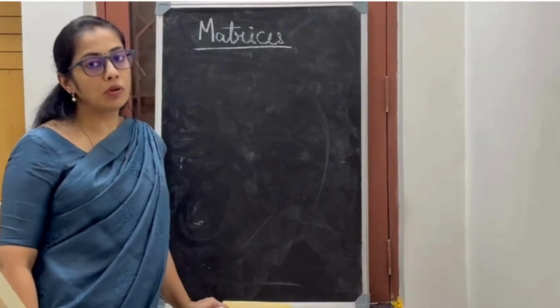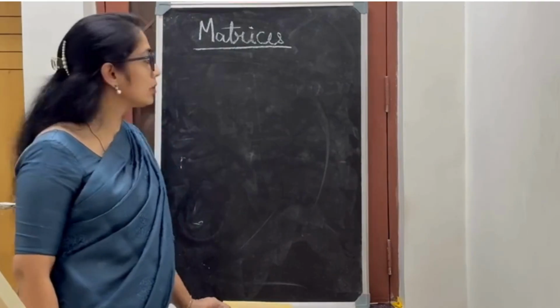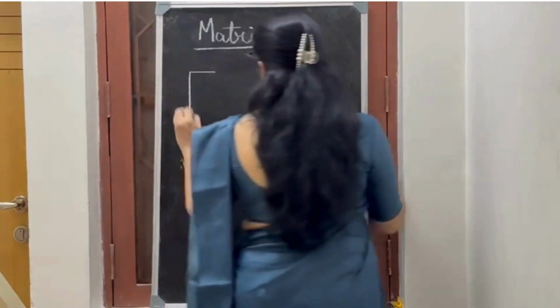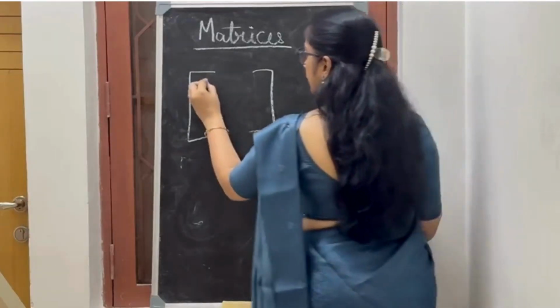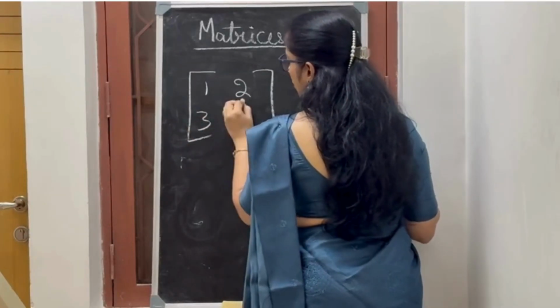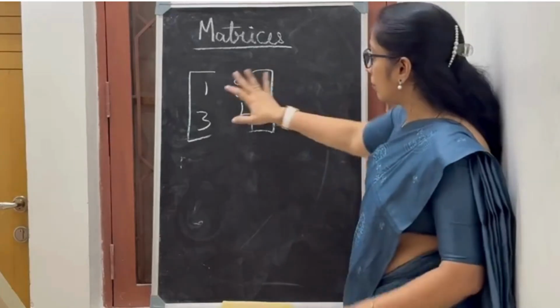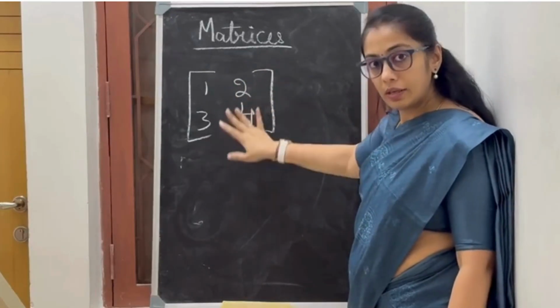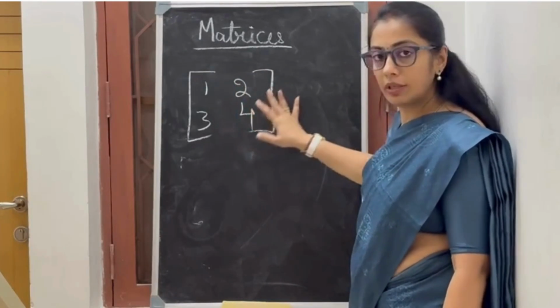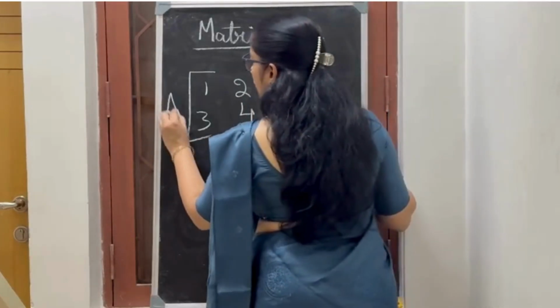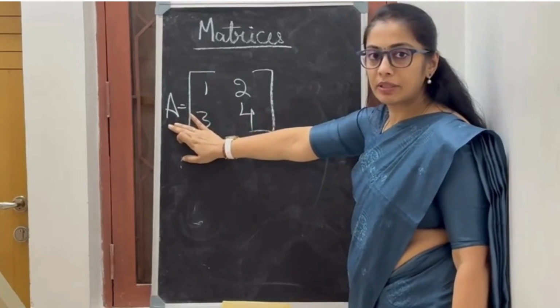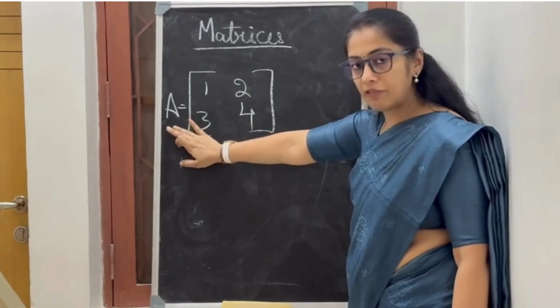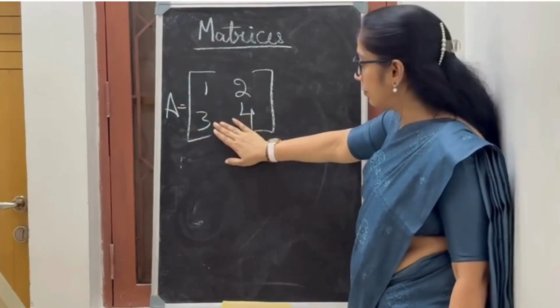Matrices is the plural form of the word matrix. A matrix is nothing but a rectangular arrangement of numbers. The numbers inside a matrix are called elements, and a matrix is always represented by a capital alphabet.